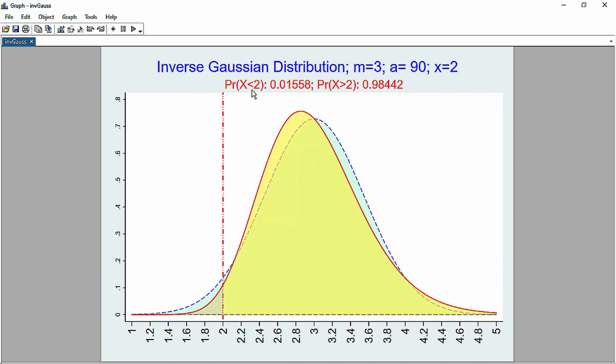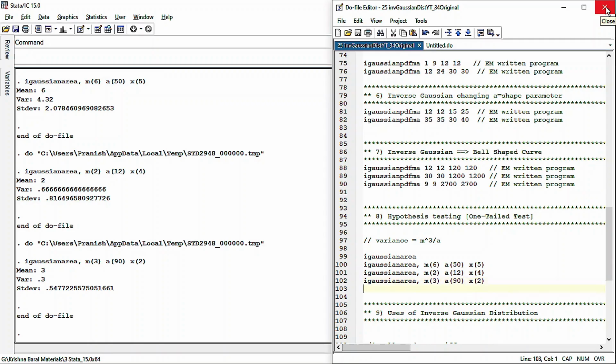And for x less than 2, it covers only 2% of the area, which is less than our 5% alpha value, and we reject the null in this case. And in this case, we conclude that the value of x is in fact less than 2. For the right tail test, we conclude that the value of x is equal to 2 because we failed to reject the null. Now let us see some of the uses of inverse Gaussian distribution.